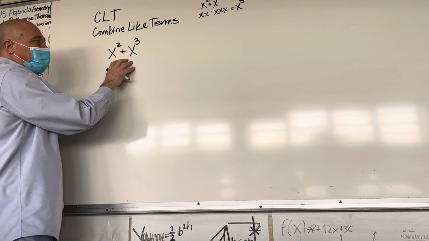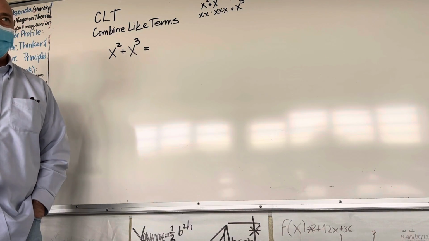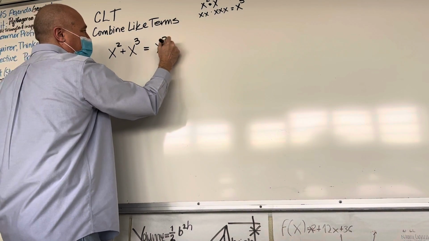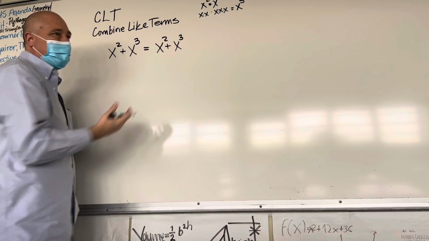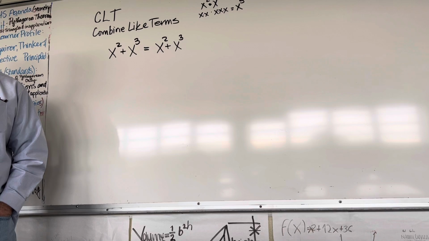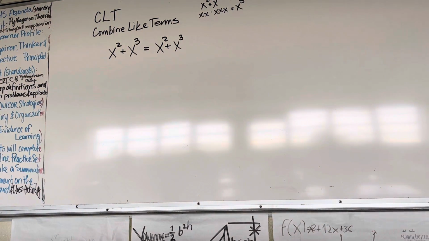So, if somebody gave you this problem, then they said equals and said simplify it, here's the only thing you can do. You just rewrite it. It can't be combined in any way. It has to sit there separate and just put a plus between it. Are you with me on that? Okay, so let's go down a little bit further and get to this. CLT review, combine like terms.